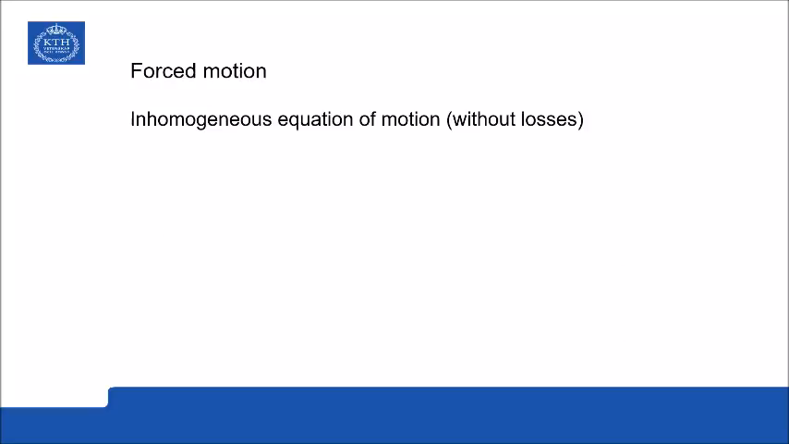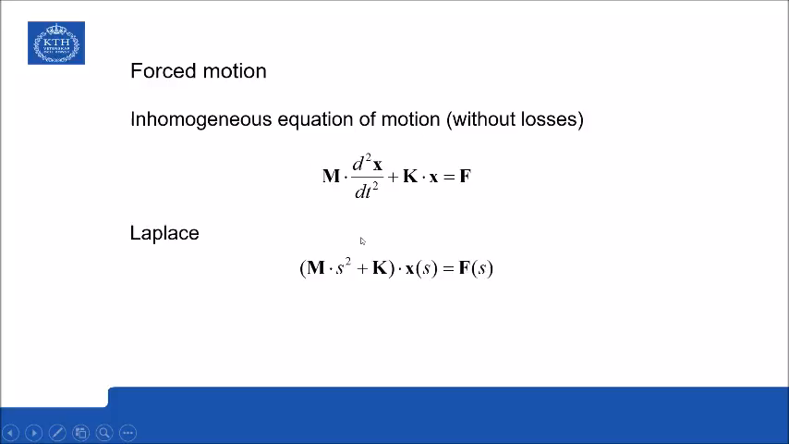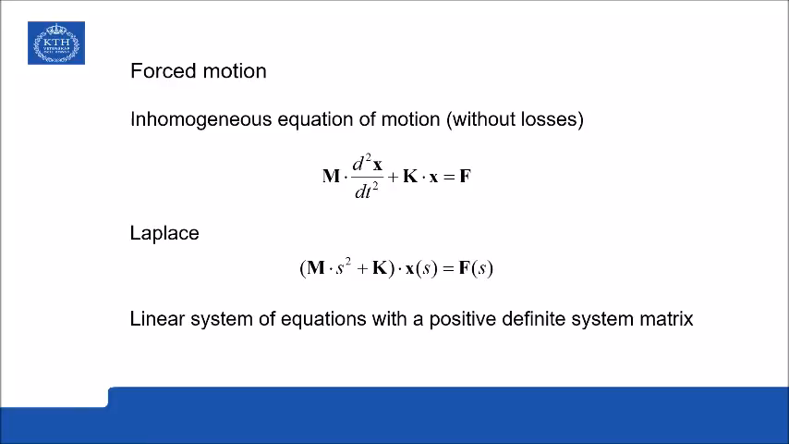So let us return then to our inhomogeneous equation of motion for the system. For the sake of simplicity, we consider the case without losses, so the damping matrix D is equal to 0. So this is now the governing equation, the equation of motion. If we use the Laplace transform on this, we get this algebraic linear system of equations. And we can show that this is a linear system of equations with a positive definite system matrix.